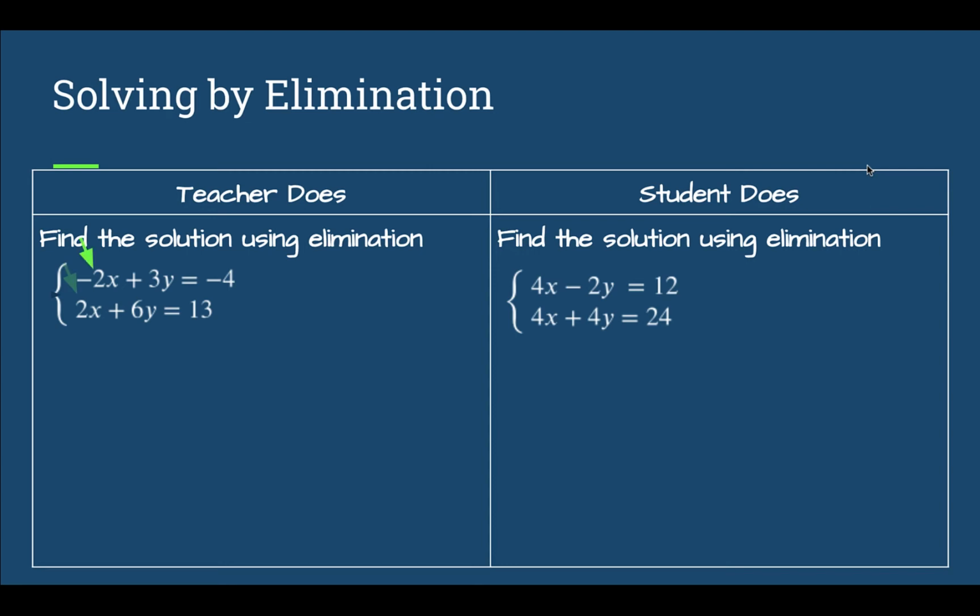So in this first one, we have negative 2x plus 3y equals negative 4, and positive 2x plus 6y equals 13. I have negative 2x and positive 2x. That's what I'm looking for. Then I'm going to add them together.